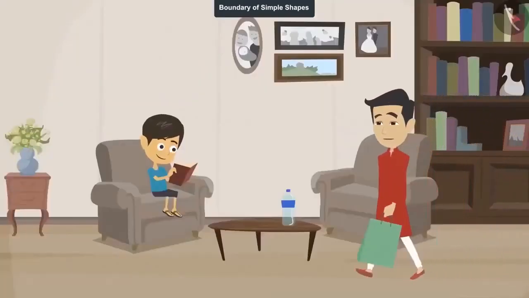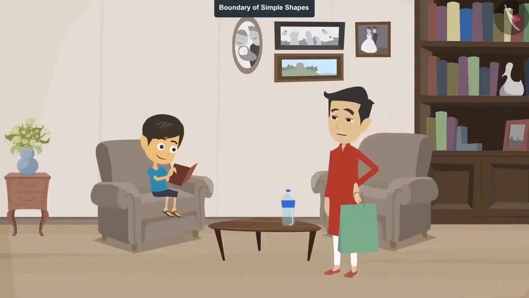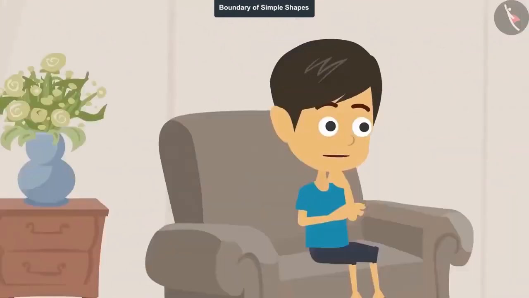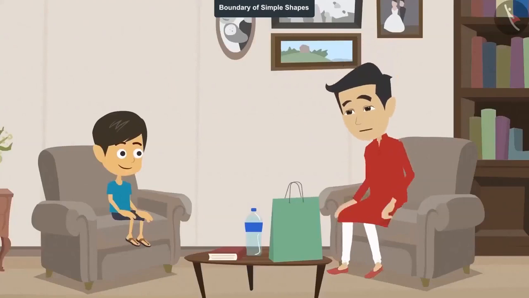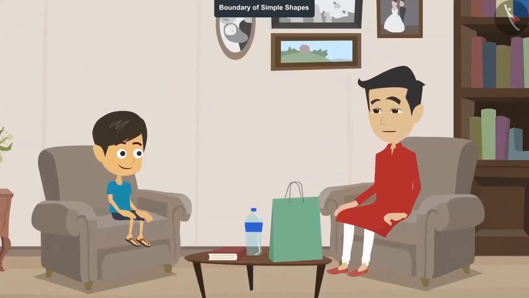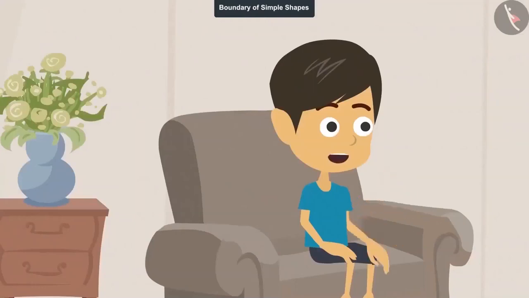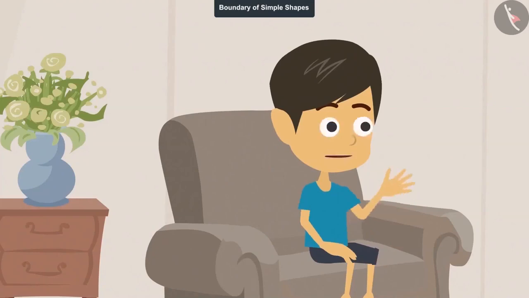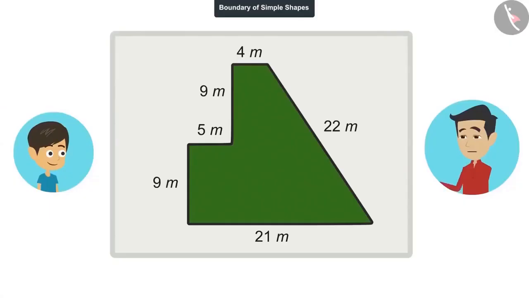Rayansh, I have bought the farm next to our farm. Now our farm is bigger than before. Does that mean its boundary would have also increased? Yes, and therefore, you have to find out the length of its boundary. Okay, tell me the measurements of the edges of all sides and I will tell the length of the boundary. I have written the measurements of all the sides of the field on this paper. You tell me the length of the boundary.